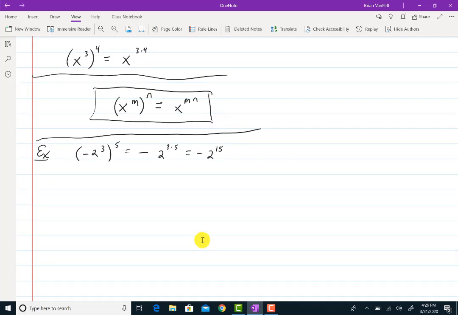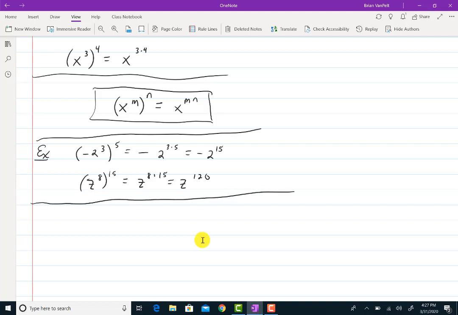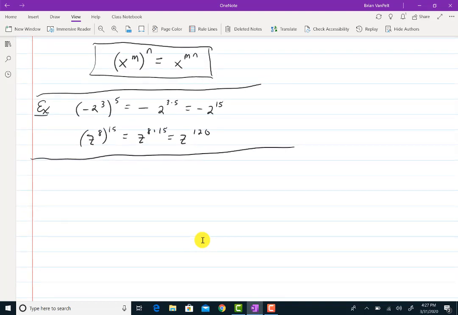Let's see what else we could have. If we have z to the 8th to the 15th power, that's z to the 8 times 15, which is z to the 120th, I believe. We'll do a lot more examples later. Right now I'm just laying down the foundation for the rules. Most of the problems that we do are going to be a combination of these rules.